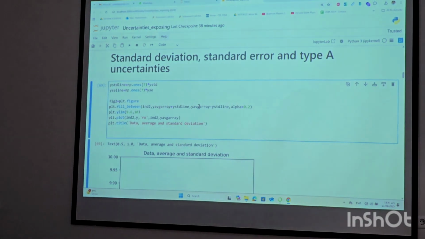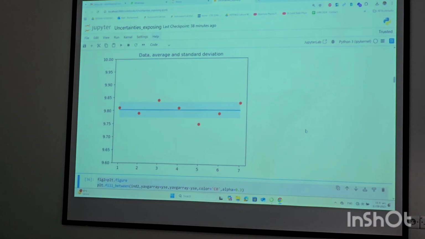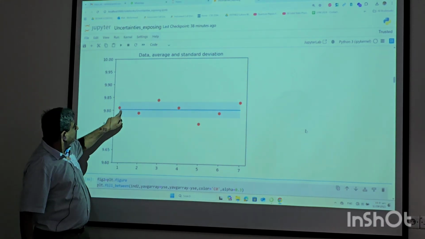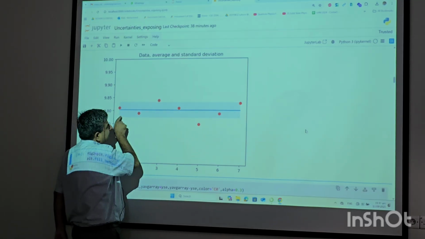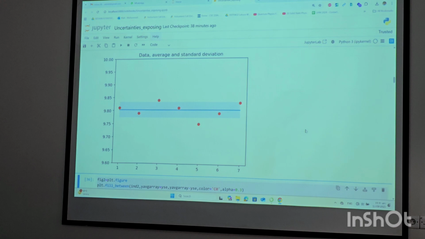So I run this function. This is my graph. This is the standard deviation band. The upper limit is mean plus standard deviation, and this is mean minus standard deviation. Some points lie within, some points lie outside. On average, if you pick a point from the data set, there is a 68% probability that this data point lies within this band.